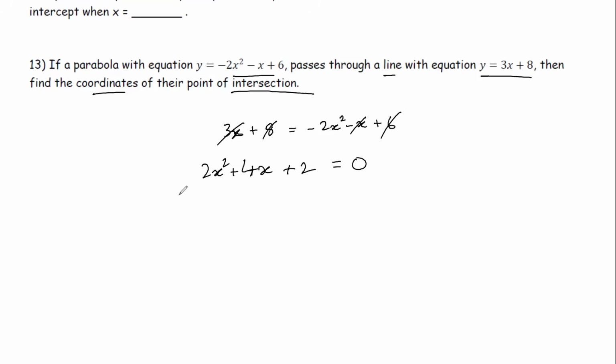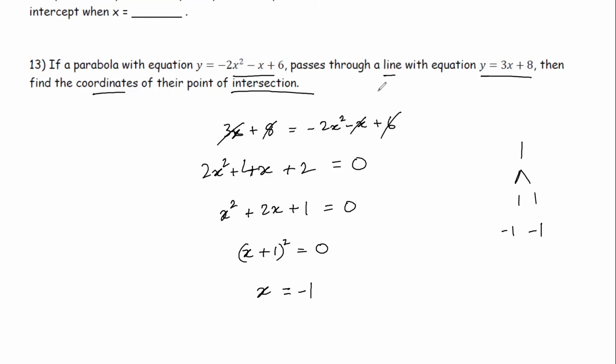Now divide the entire thing by 2. What I realize is I get a perfect square: x plus 1, the whole thing squared, is 0, right? So I don't even need to solve it with the quadratic, the sum product method. I know my answer will be -1, because only -1 in this square will give me 0. So x is -1. Once x is -1, then your y value is 5.